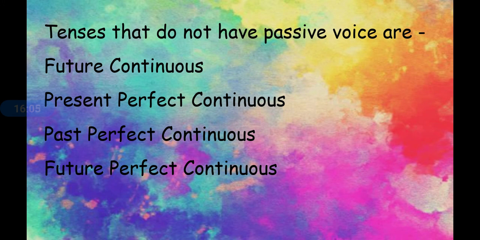We have to remember one thing, that is, when sentences are there in these tenses, in the following tenses, they will not have passive voice. These particular tenses will not have sentences in the passive voice. We can't convert them into passive voice. Those are future continuous tense, present perfect continuous tense, past perfect continuous tense, and future perfect continuous tense.